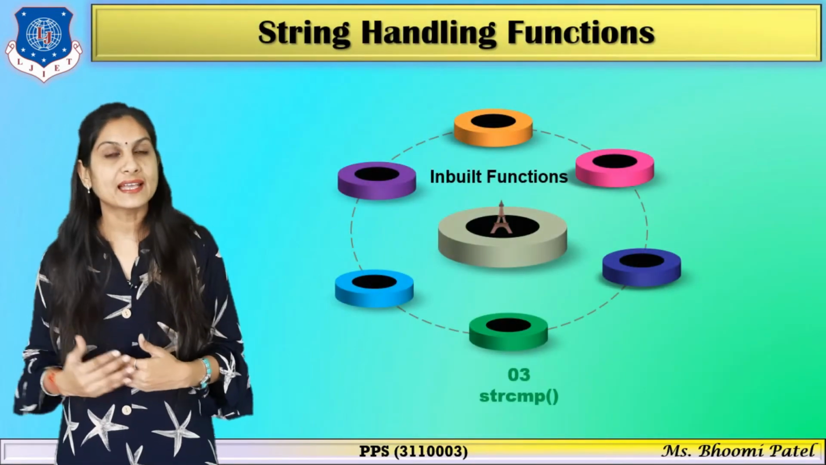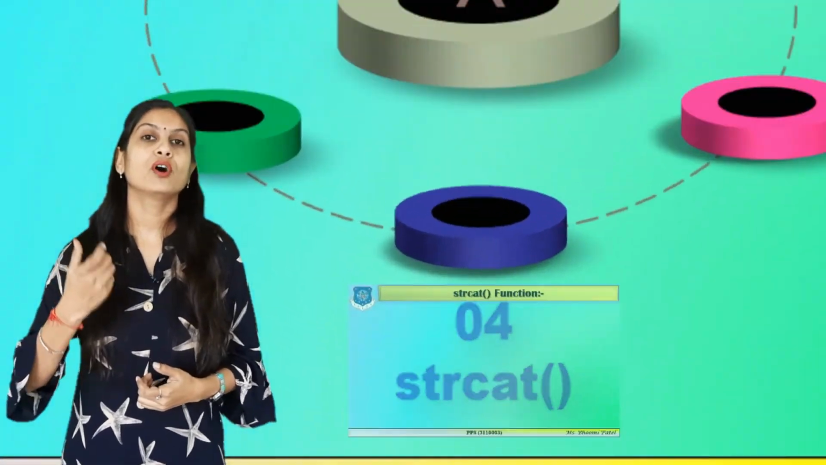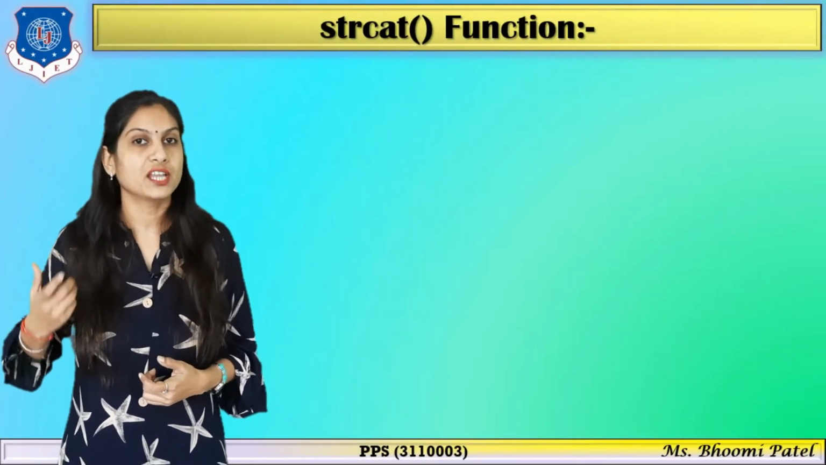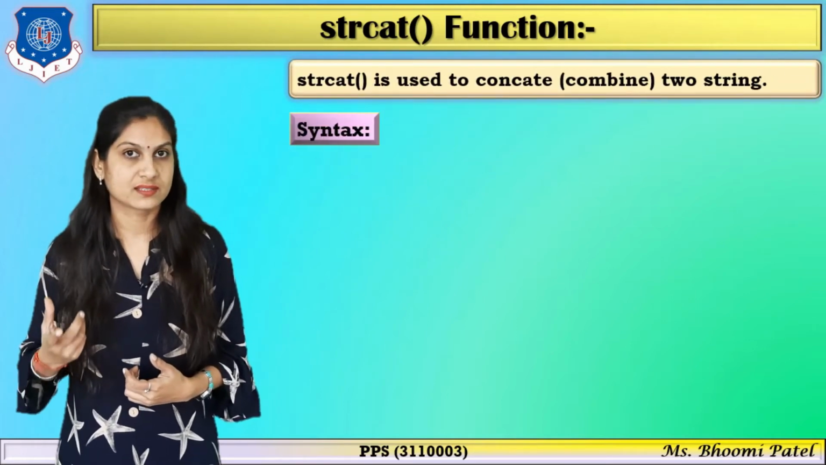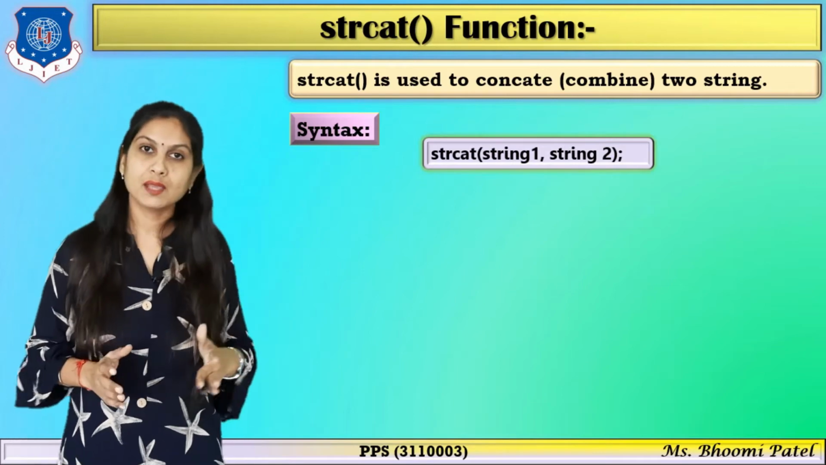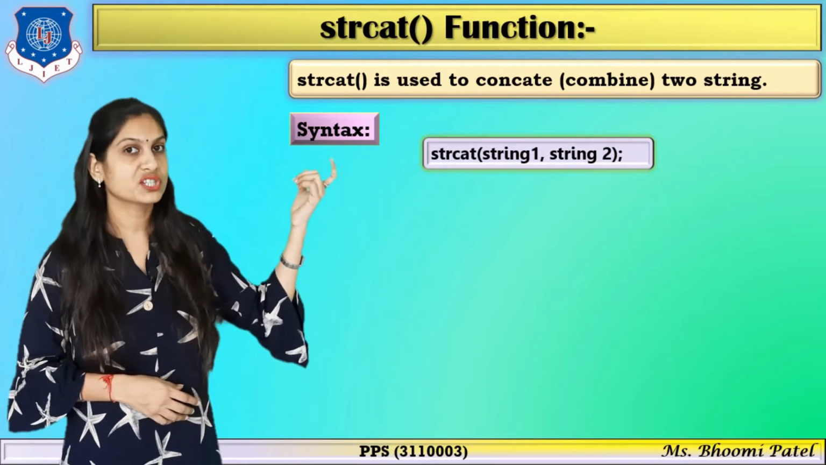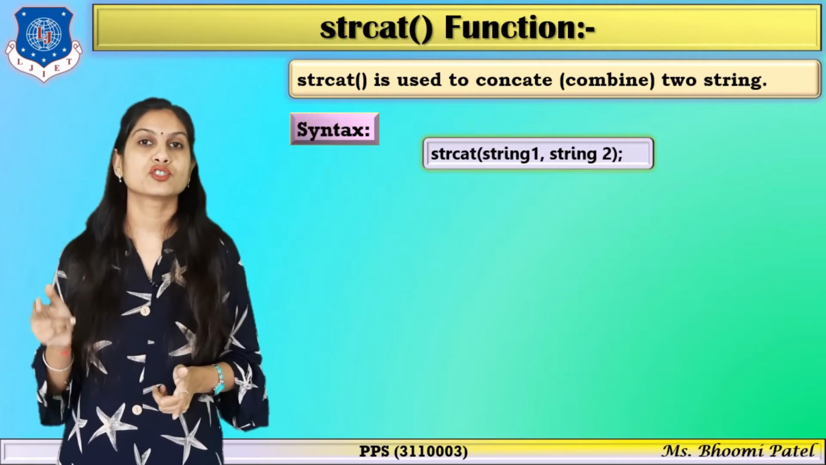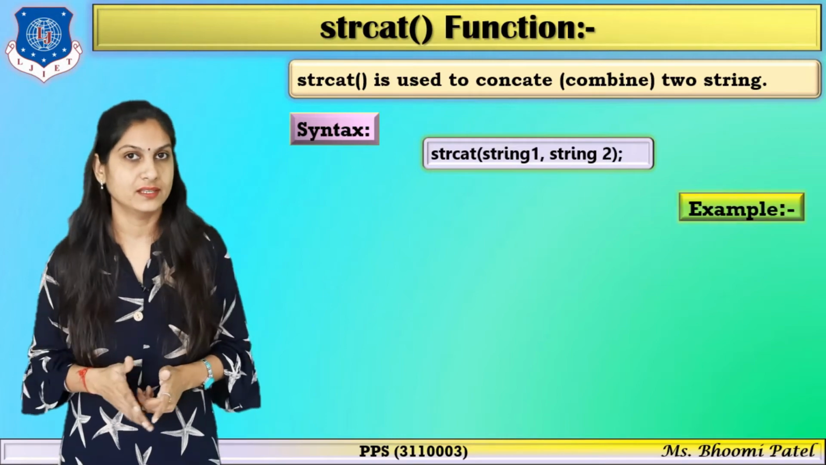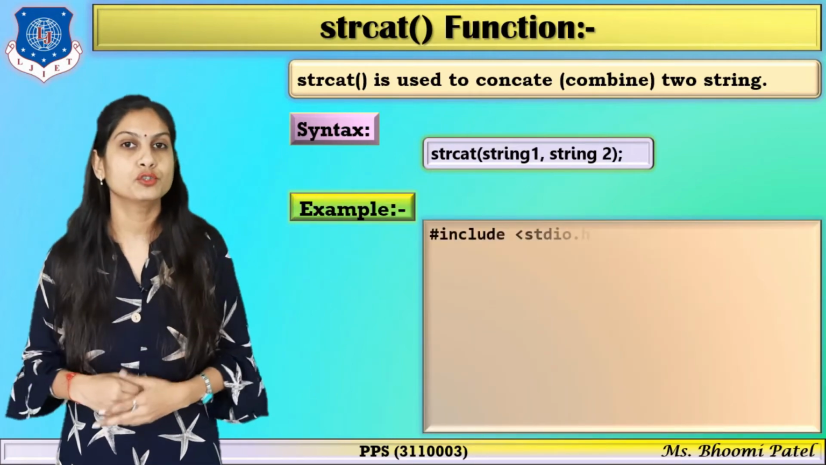Now move to the next function, that is strcat. The full form of this function is concatenation. So cat stands for combining two strings. Clear? And the syntax is the same as strcpy and strcmp. We have to write the function name, that is strcat. Inside the brackets there are two strings, first string and second string. Just see here the example of how we can combine two strings.